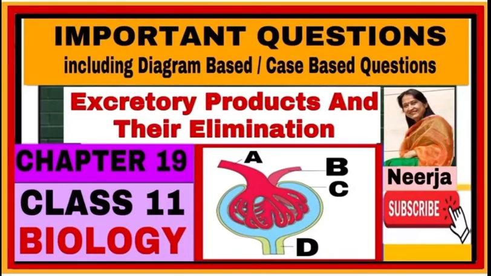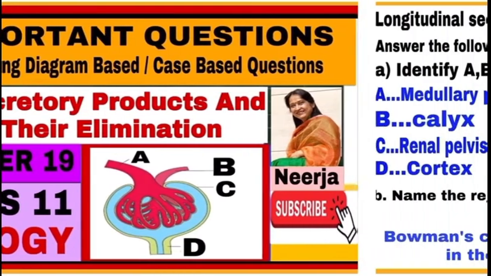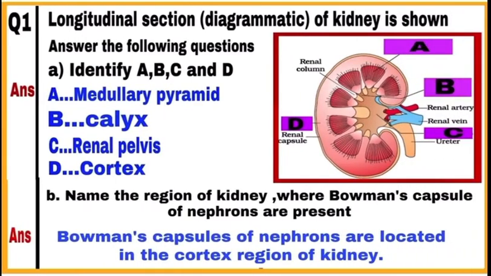Hello students, here we will discuss important questions from chapter number 19, excretory products and their elimination. Question number 1, longitudinal section of kidney is shown here. After studying this diagrammatic structure of kidney, identify A, B, C and D.